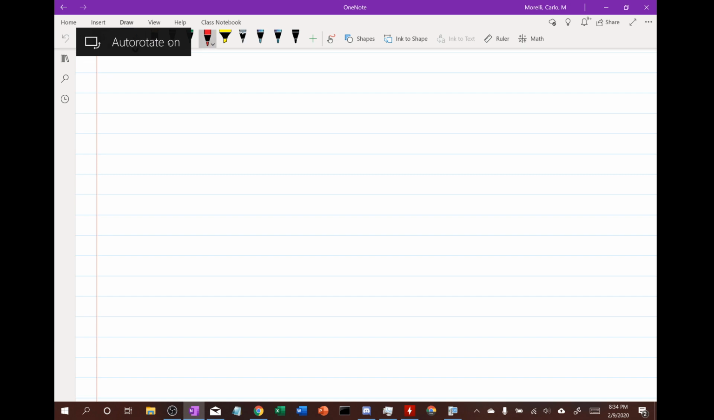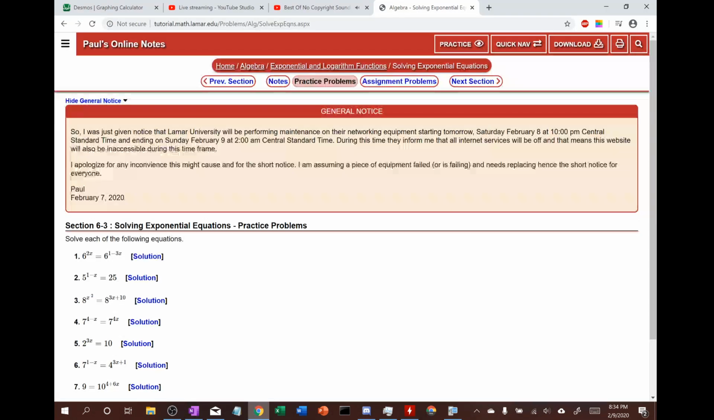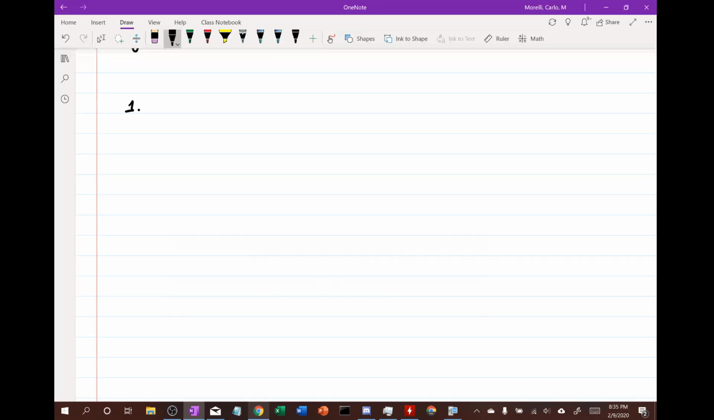And the first one, right here, number 1. Whoa, what was that screen flicker? The first one is 6 to the 2x equals 6 to the 1 minus 3x.